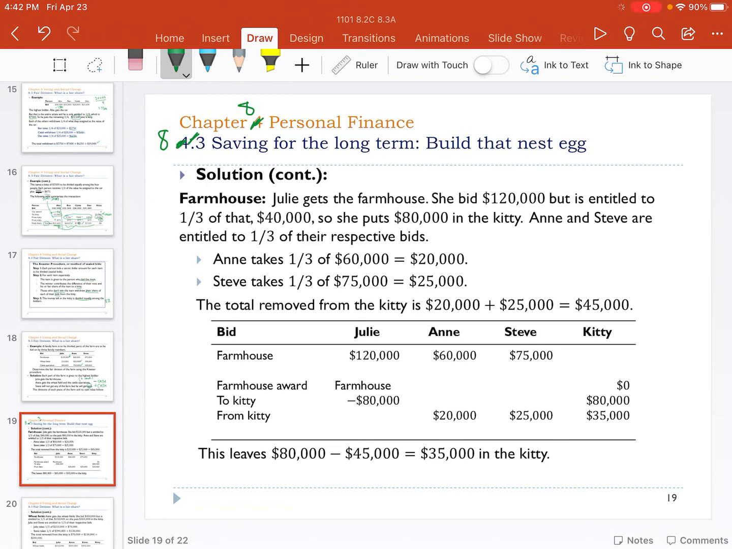This is another mistake I just now noticed. This is actually Chapter 8. For some reason, they messed up on this slide. So sorry about that. There are a few mistakes here.